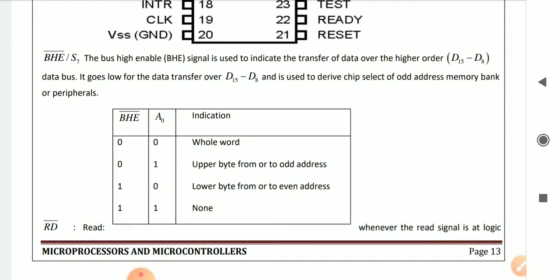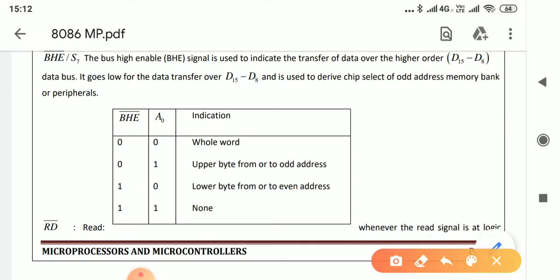If this signal goes low for the data transfer over D15 to D8, it is used to derive the chip select of the odd address memory bank or peripherals. Not much importance of this topic, you may also skip.